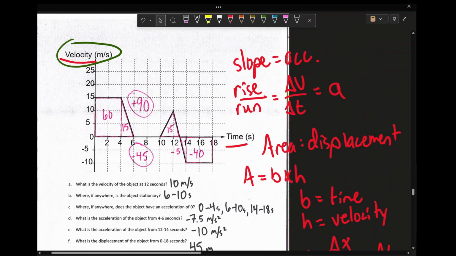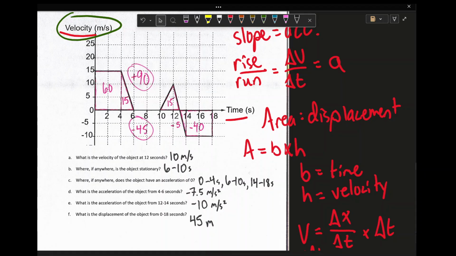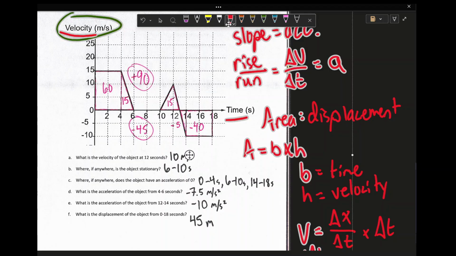And so how you actually accomplish that, if you want to know the overall displacement of this particular graph, you find the area of each shape. And positive and negative does matter here. So for this one, let me choose a color here.